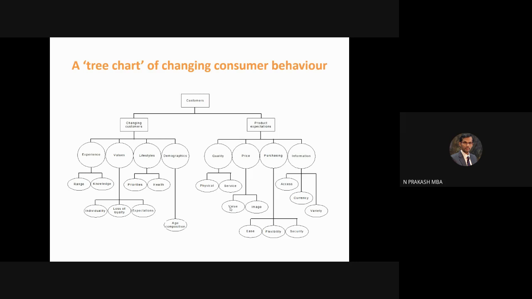Here we want to assess something related to consumer behavior, changing consumer behavior, and their expectations of the product. What is the changing consumer behavior, and what are the dimensions that come under it, like experience, value, lifestyle, demographics. Similarly, we also identified their expectations from the product they purchased, like quality, price, purchasing information. This way we can create the conceptual model. This we call a tree chart.